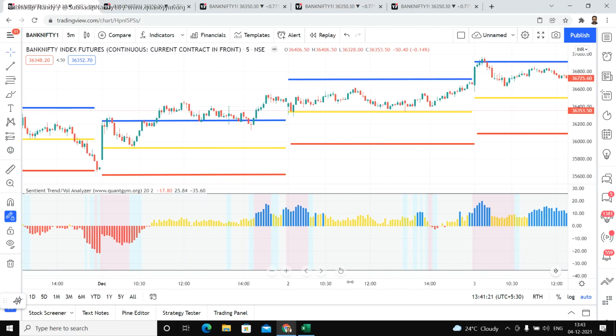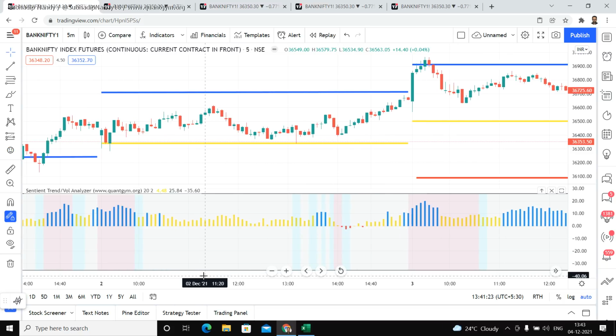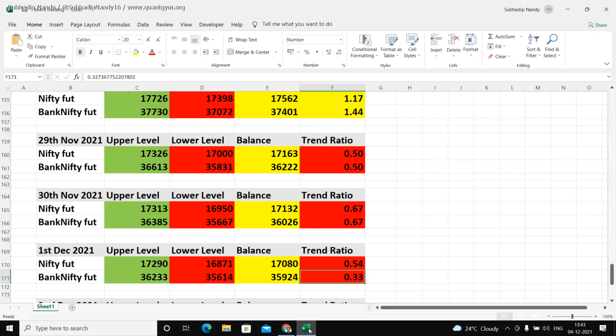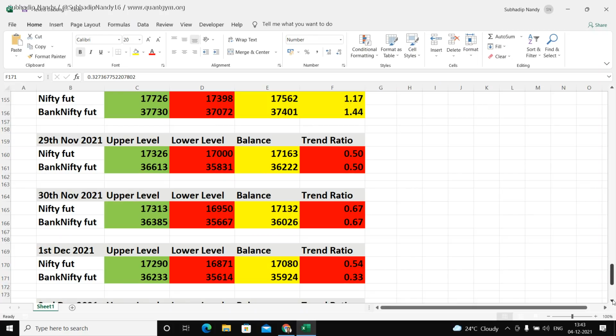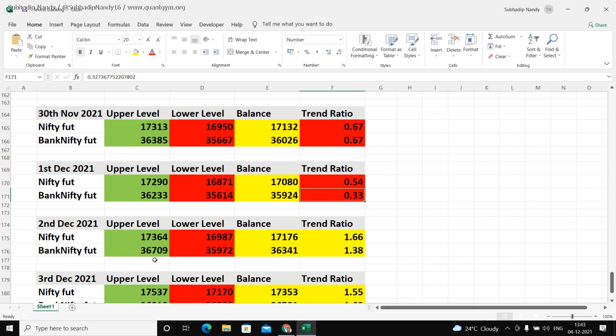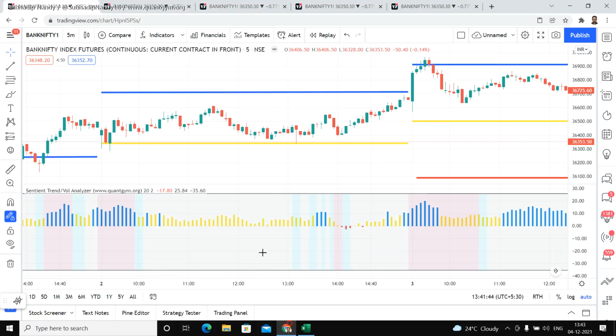This particular day, this is the expiry day. I am talking about from here to here. On the expiry day, expiry was on 2nd December. I am talking about the weekly expiry. These were the Bank Nifty levels and the trend ratio was neutral. It was neither very bullish nor very bearish, right?